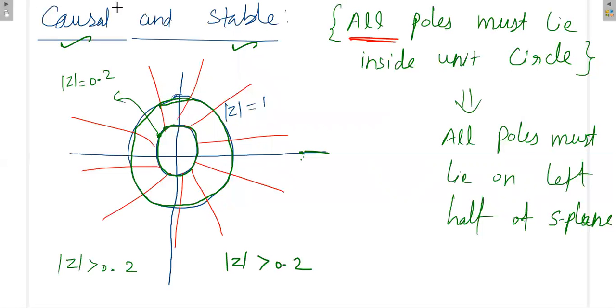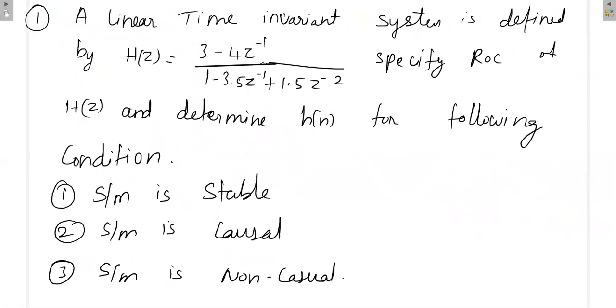That's why for causal and stable nature, this is the main condition: all poles must lie inside the unit circle. If you take any other possibilities instead of choosing all poles inside the unit circle, you definitely may not attain causality and stability at a time. Okay, so now we'll try to solve problems based on this.